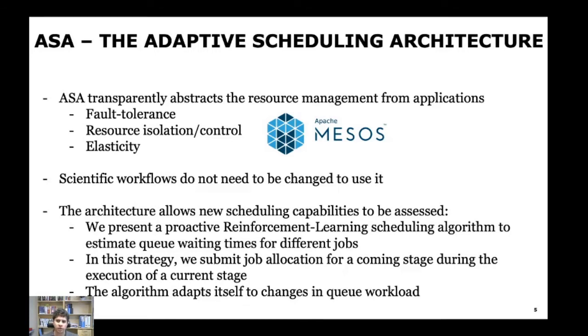Together with the architecture, we also propose a proactive reinforcement learning scheduling algorithm. This algorithm estimates the behavior of the queue according to each stage in a workflow. In this way, ASA can submit jobs for an upcoming stage during the execution of a current stage and potentially reduce the workflow makespan, besides achieving lower resource usage when compared to the high fares of the big job strategy.